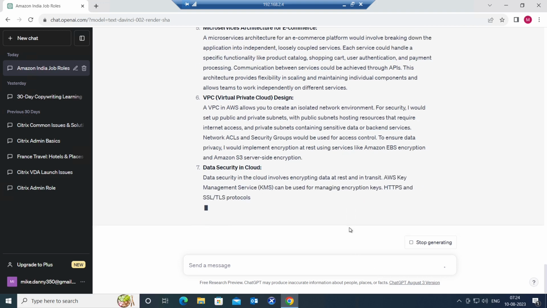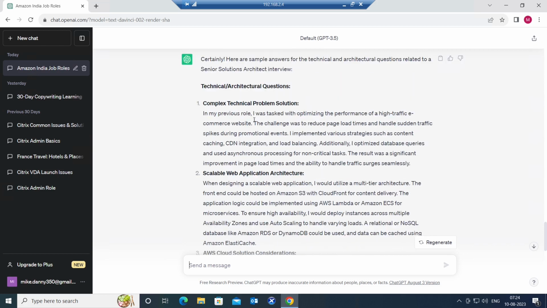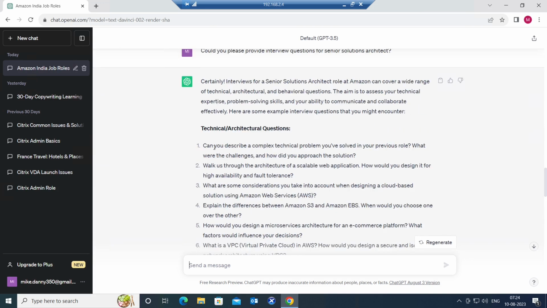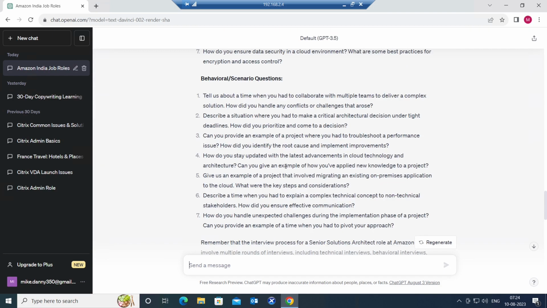If you see now, it is giving answers. Okay, let's go up. It says complex technical problem solution. In my previous role, I was tasked with optimizing the performance of a high traffic commerce website. The challenge was to reduce page load times and handle sudden traffic spikes during promotional events. I implemented various strategies such as content caching, CDN integration, and load balancing. Okay, so this is the answer for the first question.